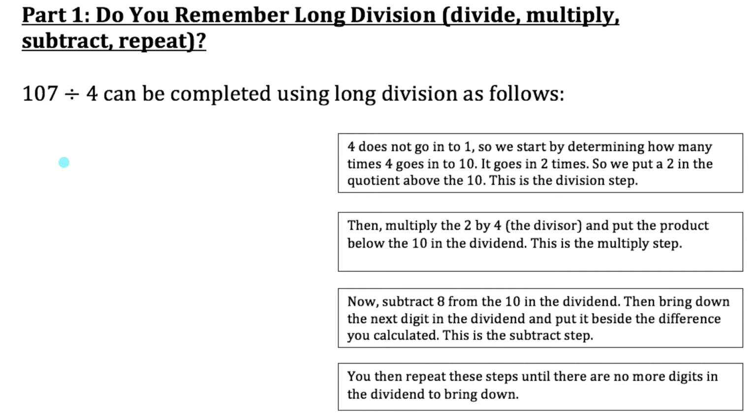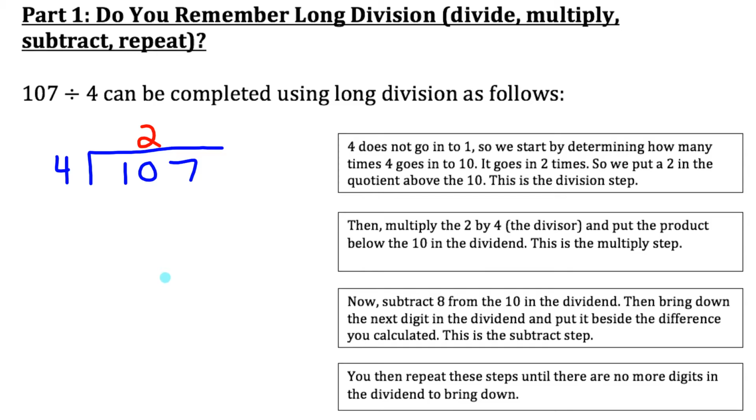Let me set up my division table by putting my divisor outside of the table and my 107 inside of the table. If you read the first step, it says we need to look at the divisor, 4, and figure out how many times it goes into the first digit of the dividend. Well, 4 doesn't go into 1. So we look at how many times 4 goes into the first 2 digits. How many times does 4 go into 10? It goes into it 2.5 times, but we don't worry about the decimal. We just put 2, and we put the 2 above the 10 at the top of the table.